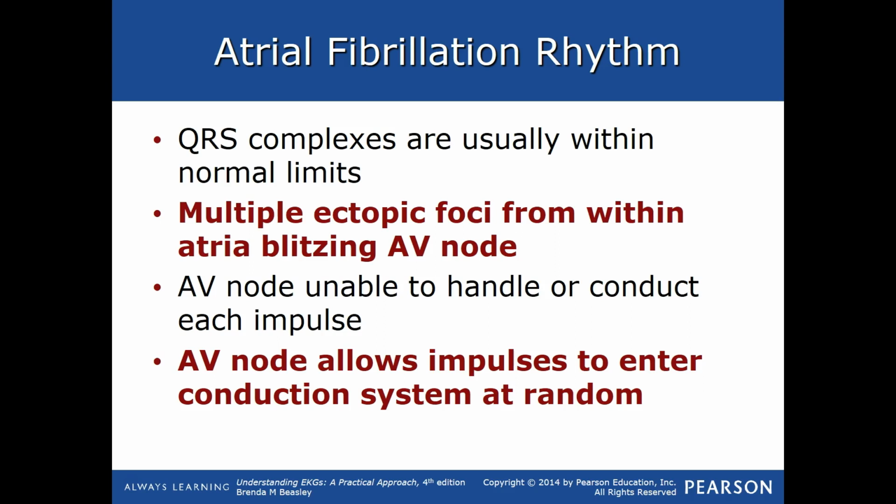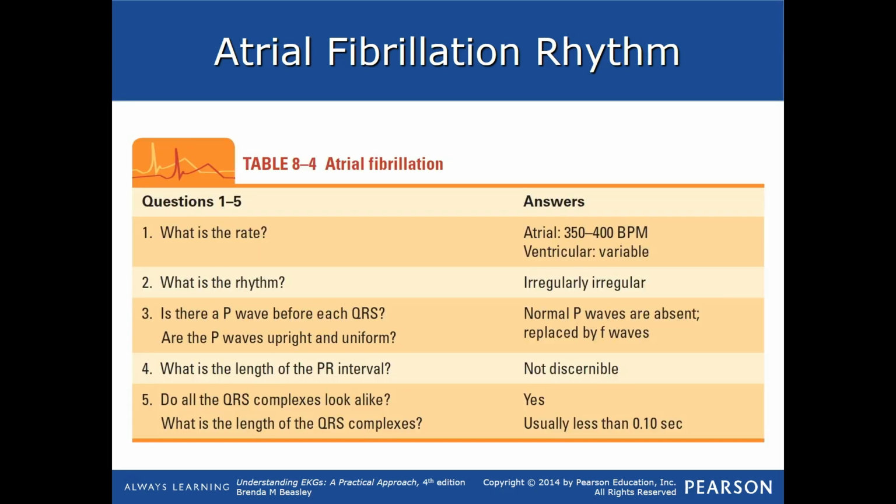So the AV node is unable to handle or conduct each impulse, and then it allows them to just enter randomly. So the big points here: irregularly irregular, no P waves, fibrillatory waves. Those are our big pieces for atrial fibrillation. Those are what you might hear as take-home points.